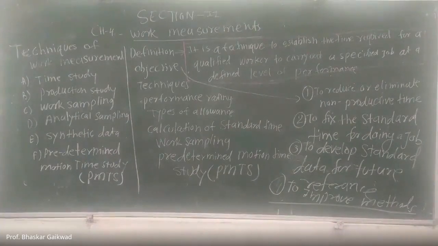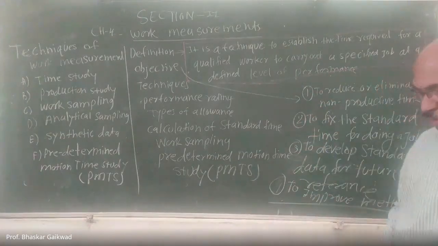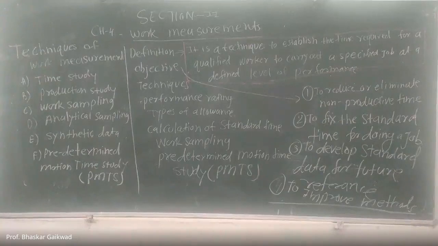And for work measurement, I have given four objectives here. All these four objectives need to be followed in work measurement. Very simple: the non-productive waste times we can reduce, standard times we have to decide for the job, and once you decide the standard times, you can use them in the future. Preserve data for improved methods. So these objectives we have seen in the last lecture.